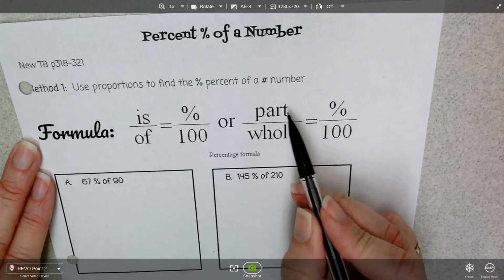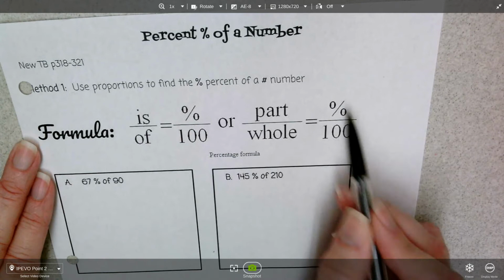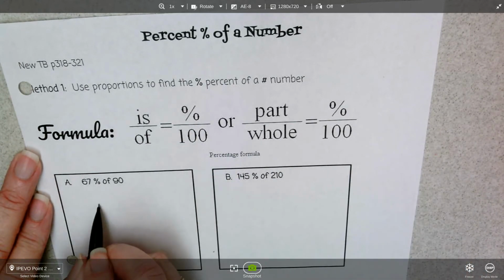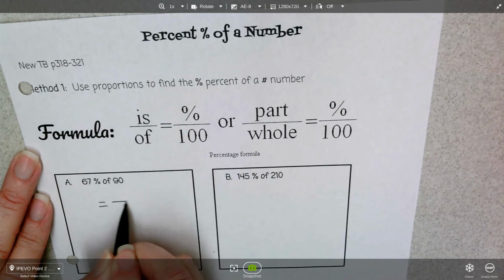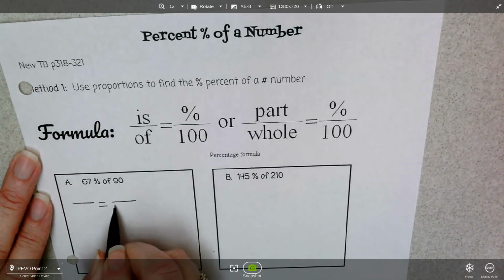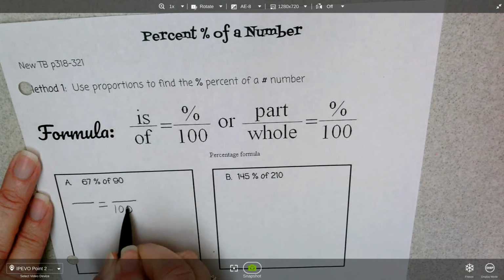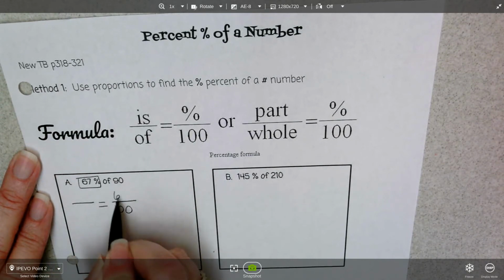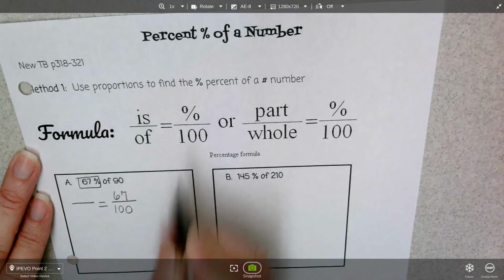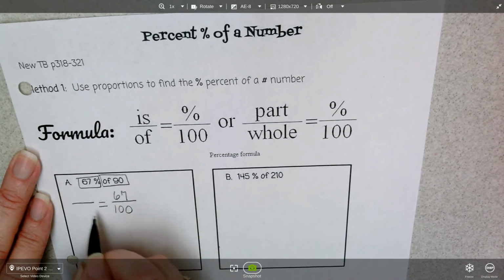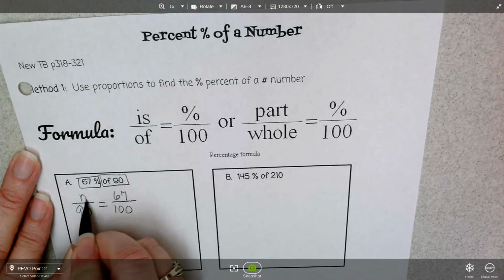You can also say the part over the whole equals percent over 100. So first of all, go ahead and set your proportion up with just your blank lines. 100 always goes on the bottom. Here we have 67%, so that's going over our 100. It always goes in that spot. Of 90 goes where the "of" goes. And we're looking for this number.